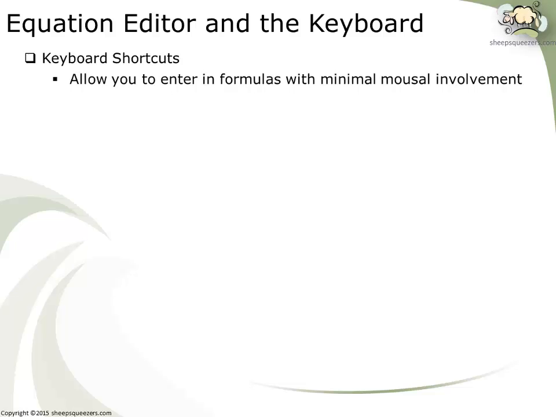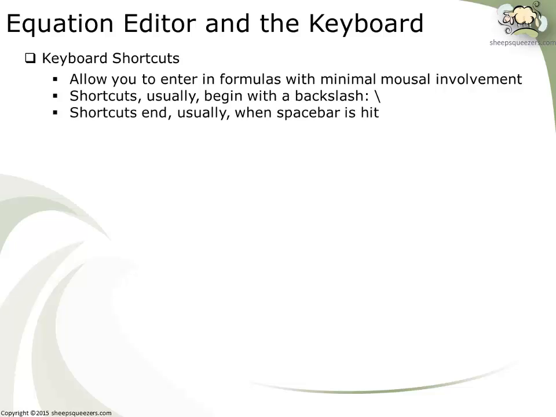So what are keyboard shortcuts? Well, they allow you to enter formulas with minimal mouse involvement. Shortcuts usually begin with a backslash, as shown, but not always. Shortcuts usually end when the spacebar is hit. For example, backslash sqrt left paren x right paren followed by the spacebar transforms into the square root of x.